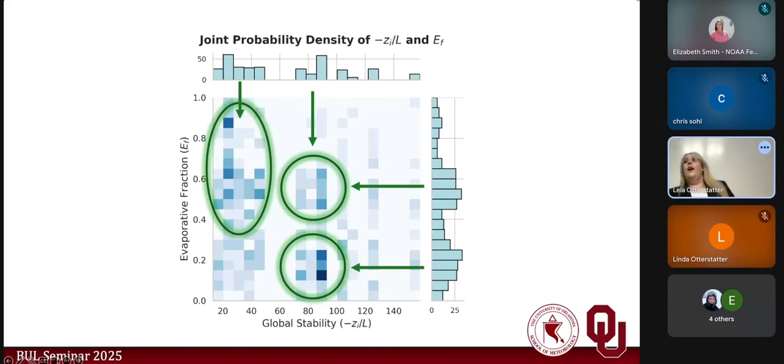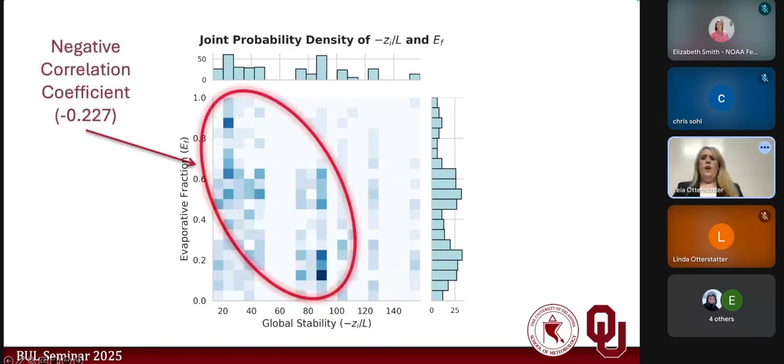So looking at the higher evaporative fraction is associated with weaker instability. So that's usually when you have a moist surface, you have increased latent heat flux, and then from here, this suppresses buoyancy-driven turbulence. When you have lower evaporative fraction, that's associated with higher instability with what we see. And that's when you have a drier surface, there's increased sensible heat flux, and that enhances buoyancy production. So overall, big picture, the correlation between global stability and evaporative fraction is negative. There's a negative correlation coefficient of negative 0.227 that you can see here.